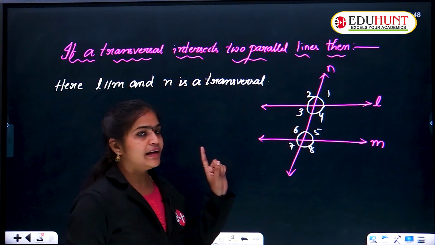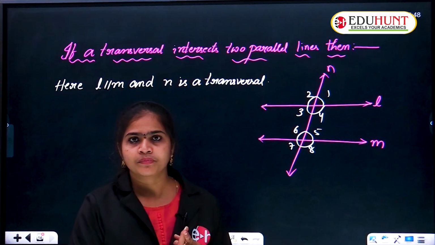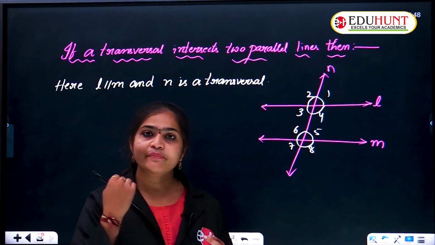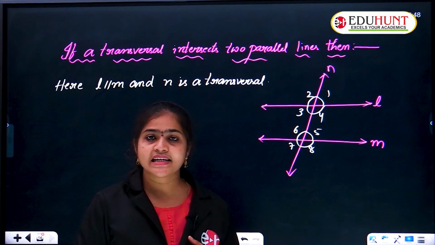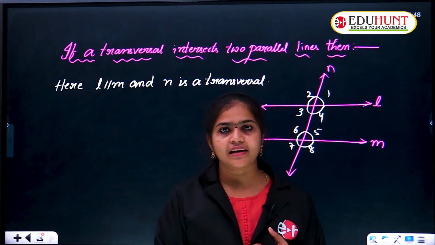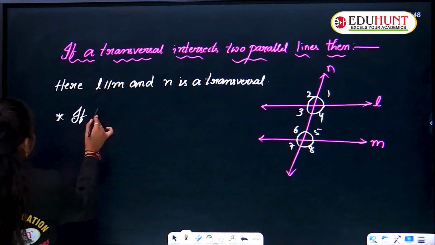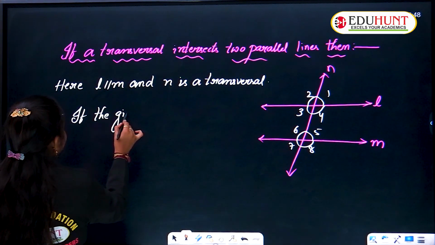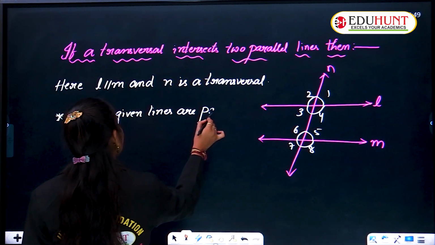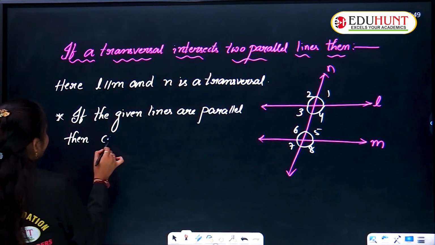What are those? If the given lines are parallel, then the corresponding angles are equal. In the same way, the converse is also true: if the corresponding angles are equal, then the given lines are parallel. What are the conditions? First one is, if the given lines are parallel, then corresponding angles are equal.